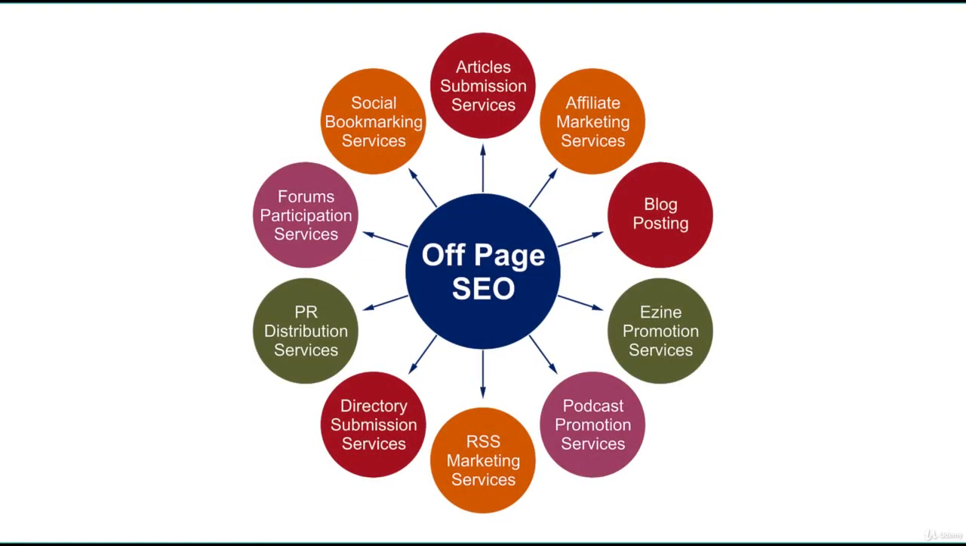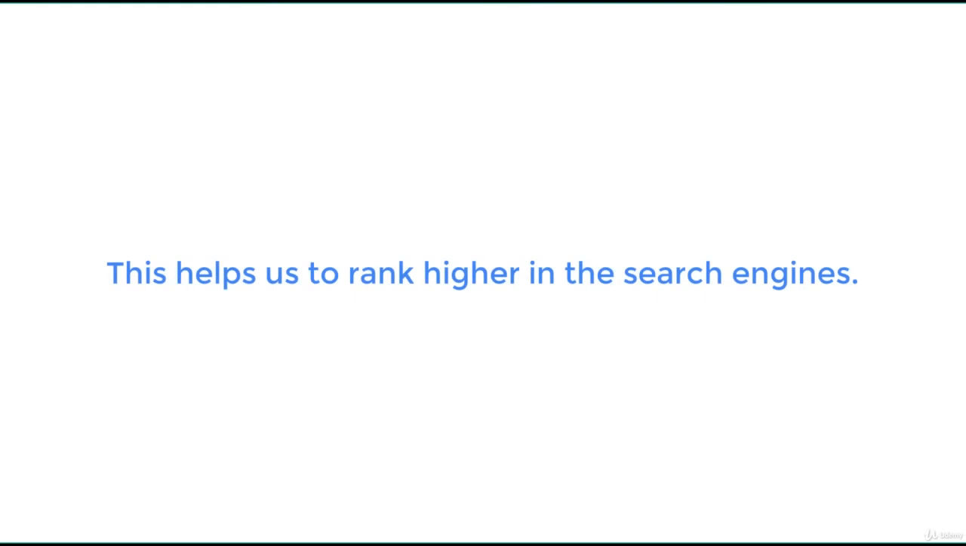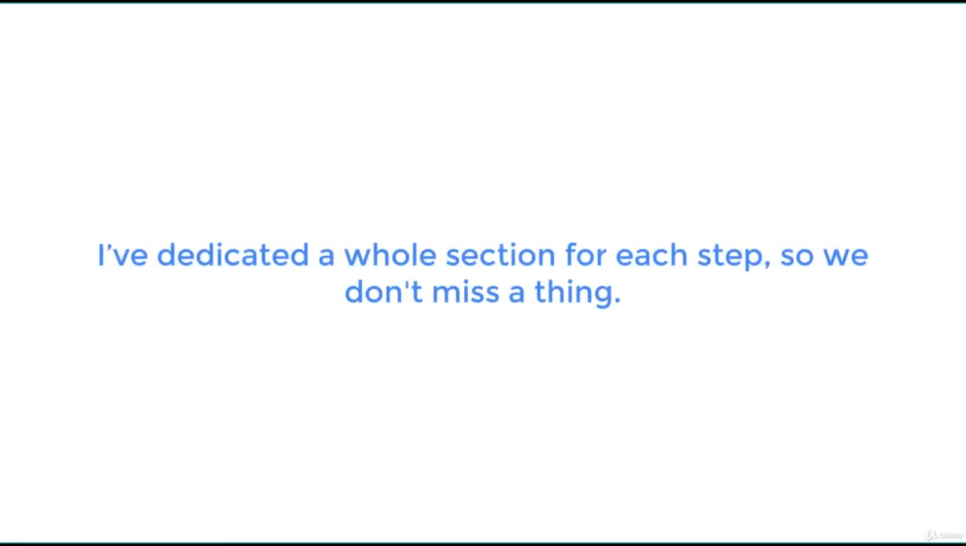Then the last step is off-page SEO. In off-page SEO, we promote our content all over the web to increase its authority and popularity. This helps us to rank higher in the search engines. But also keep in mind, all the 4 steps work together. If any one of these goes wrong, then we won't get the desired results. I've dedicated a whole section for each step so we don't miss a thing.